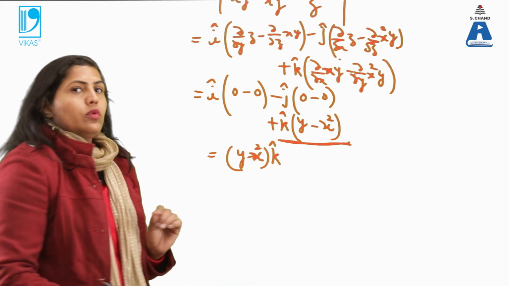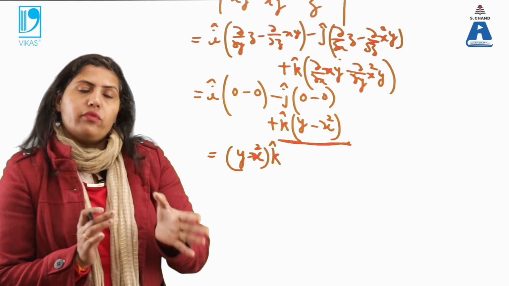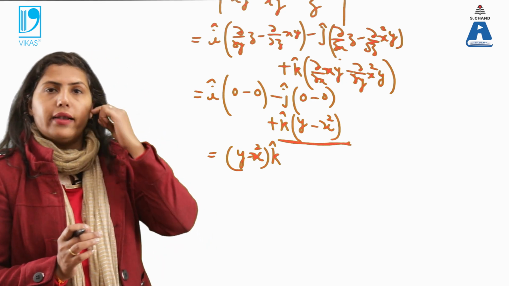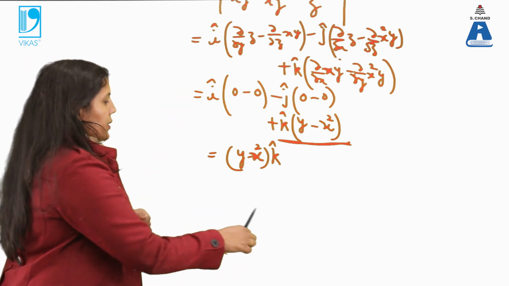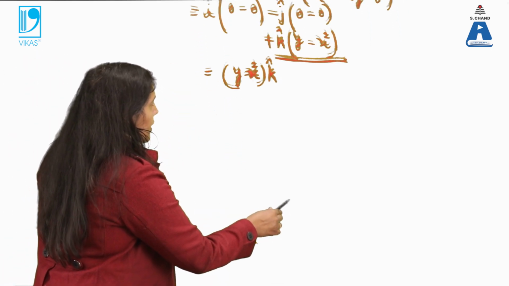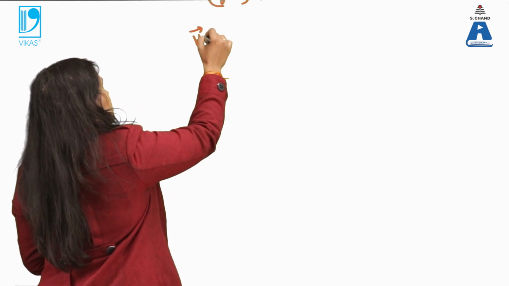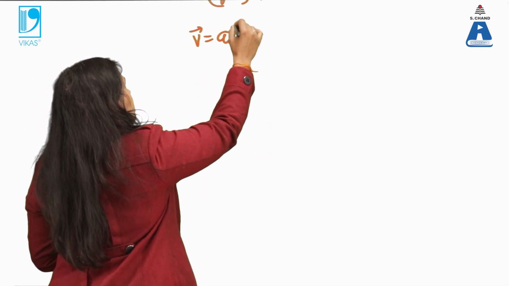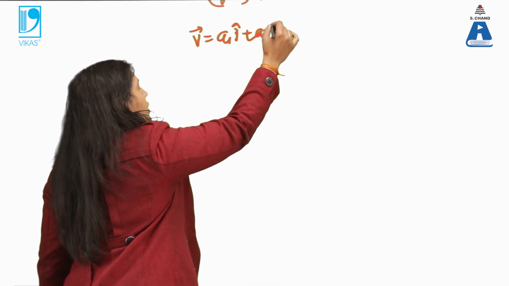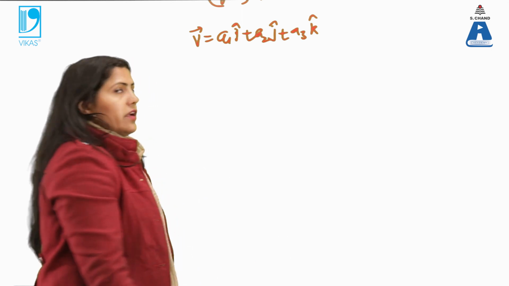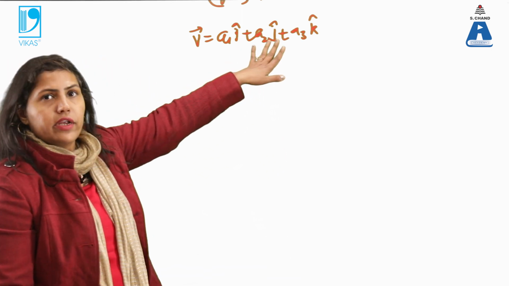So curl means whichever vector field you are given, just find del cross V, and cross means the determinant. Now one more example I am taking. Suppose I am taking V as this. Such types of questions you get in your competitive exams. This is a constant vector field.